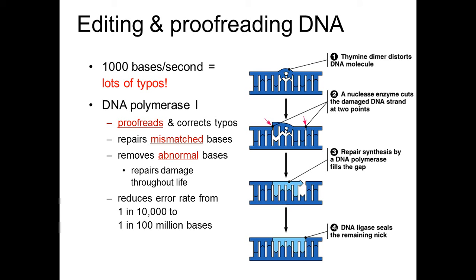It actually reduces the error rate from 1 in 10,000 to 1 in 100 million bases. That's a lot. That's a big reduction in errors. If you can't picture this, 1 in 10,000 is a lot of errors. And remember that any error happening in your DNA can cause genetic disorders, genetic diseases. It can cause your body to not function properly. So it's important that your body has this proofreading process in order to eliminate these multiple possible errors.